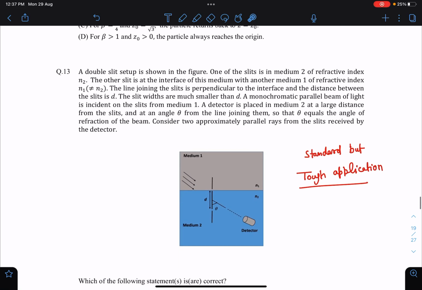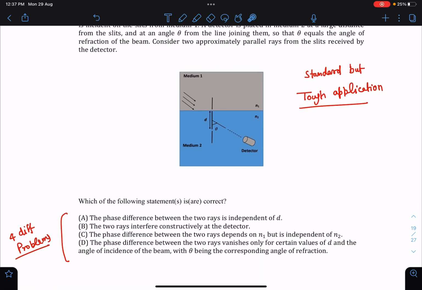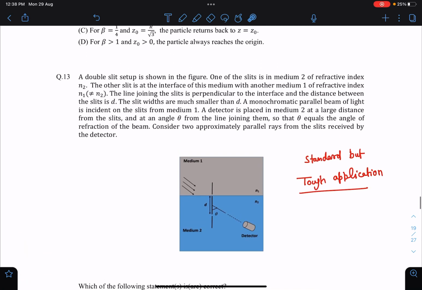After that, this standard problem, we have done a lot of problems like this in the classroom, but again it's a tough application in my opinion. I don't think many people will be able to solve this kind of question from wave optics. Let's see, and here also four different problems are coming. So I hope you are understanding what kind of difficulty this paper will bring in the real situation.